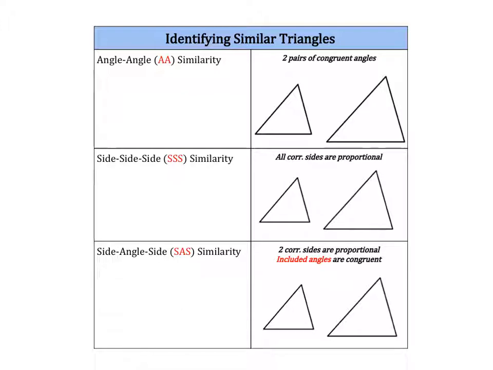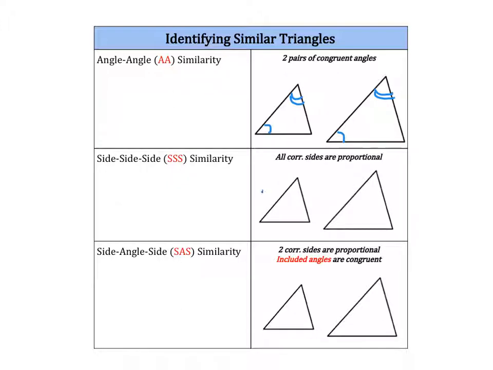If you have two triangles and we have something like this, that is enough information for us to say that the two triangles are similar, and we would justify that with angle-angle similarity. The second way we can identify similar triangles is using side-side-side similarity. For something like this, all three corresponding sides must be proportional.